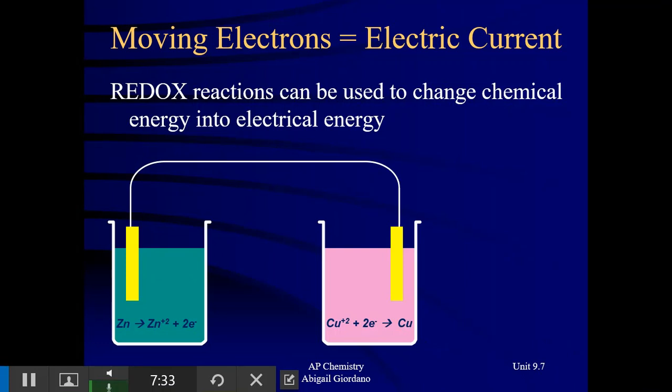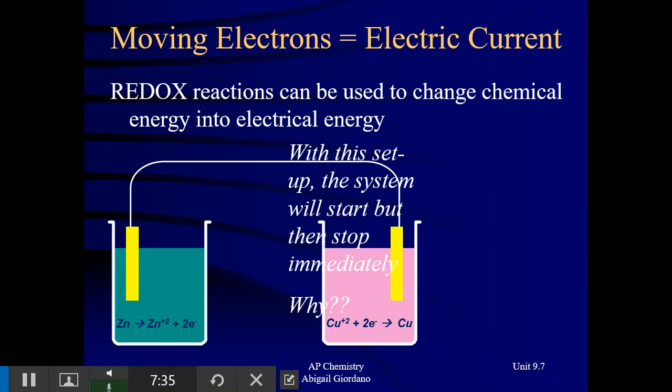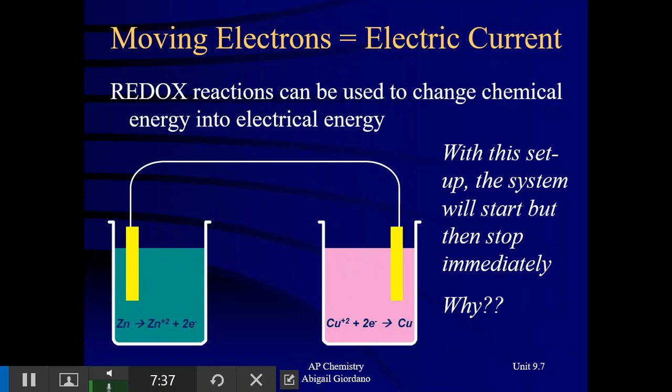But there's a problem with the way that I've drawn this here. It says with this setup, the system will start, meaning electrons will flow through the wire, but then it's going to stop immediately. And the question is why? Like I would only be able to generate any power for maybe a second. Why would it stop? And those of you that are in physics, I want you to think about circuits. This is not a complete circuit.